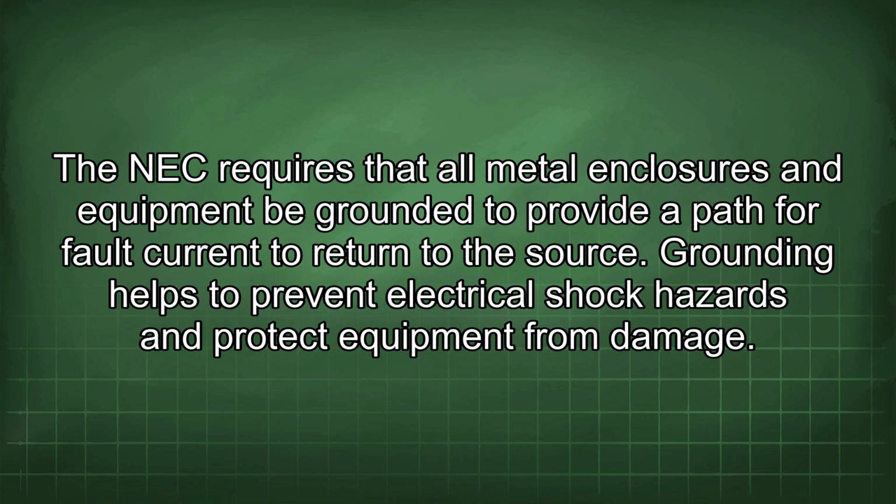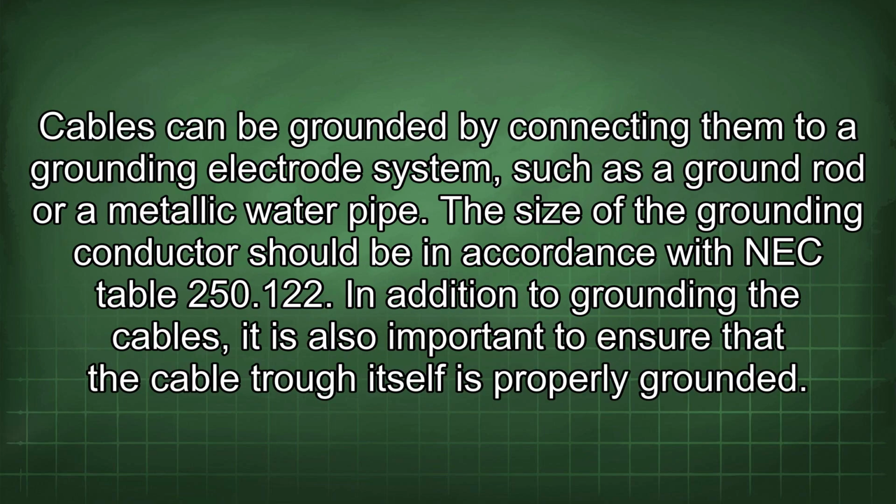Grounding helps to prevent electrical shock hazards and protect equipment from damage. Cables can be grounded by connecting them to a grounding electrode system, such as a ground rod or a metallic water pipe. The size of the grounding conductor should be in accordance with NEC Table 250.122.